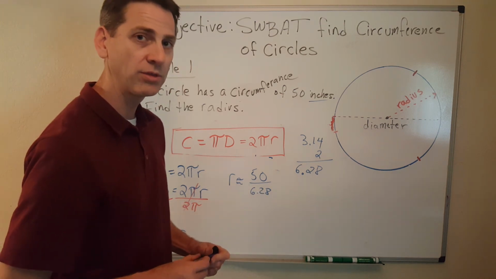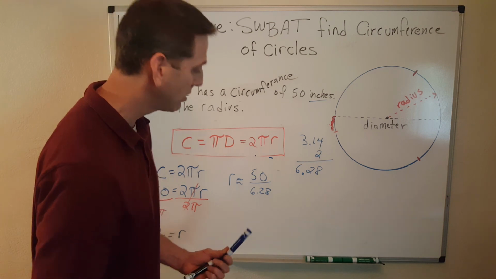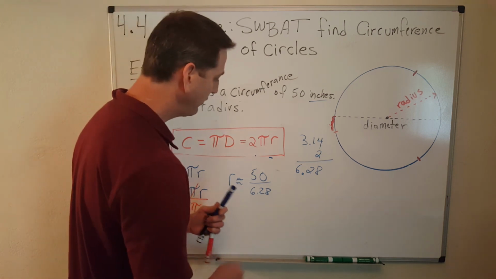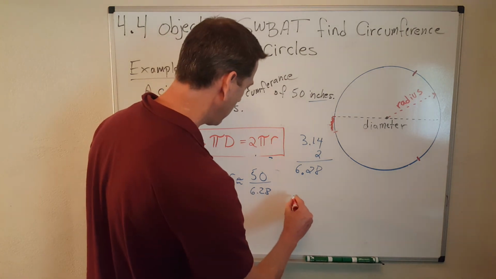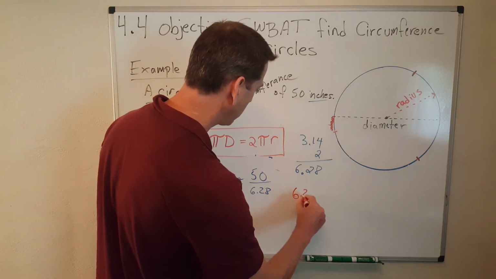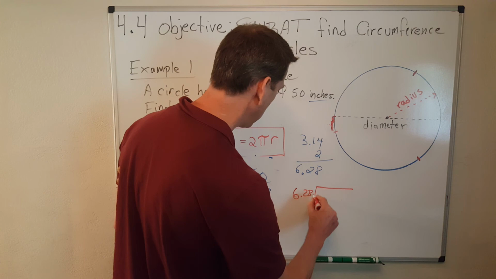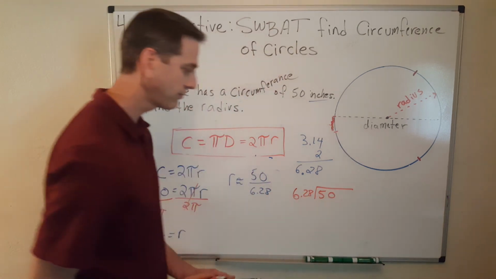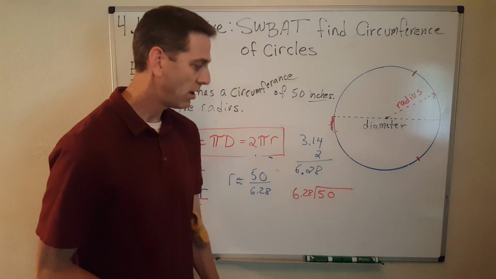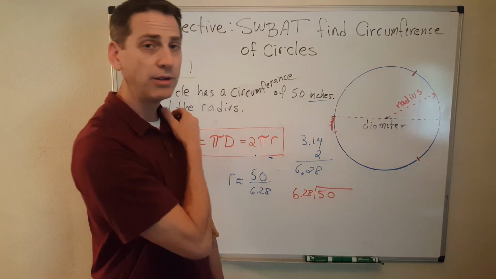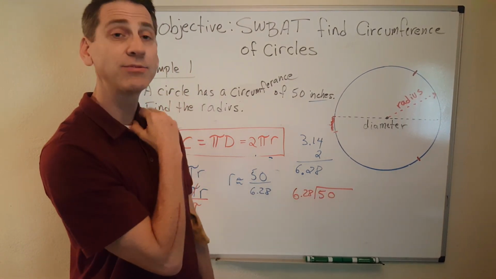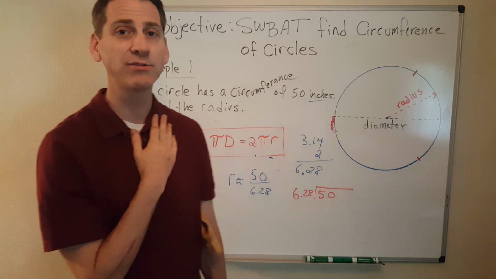How do you divide with decimals? Well, let's give it a try. Okay, 50 divided by 6.28. So this is 6.28 into 50. All right, this is called my divisor out here. Whenever I have a decimal in the divisor, I want to get rid of the decimal.